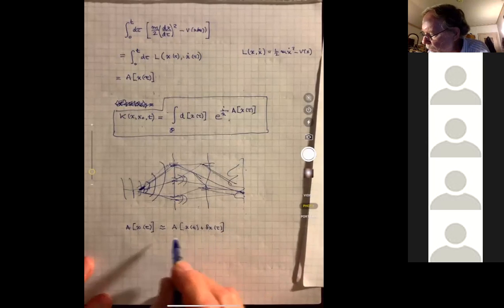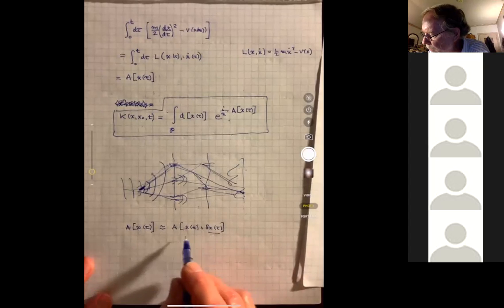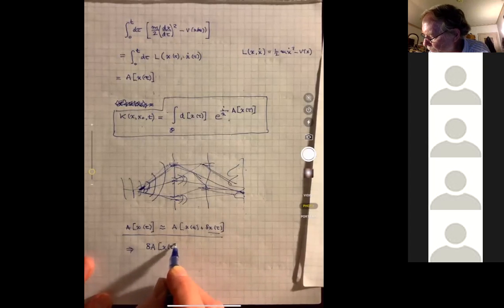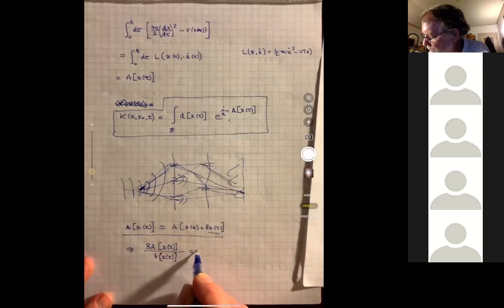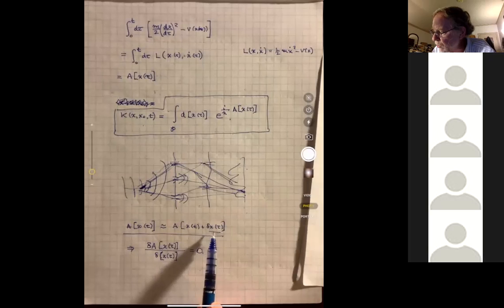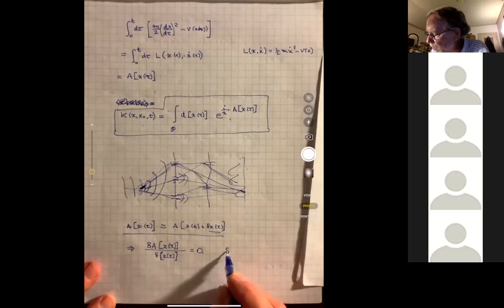Well, if we work this out to first order in delta x, this condition is equivalent to saying that the functional derivative of the action A of x and t with respect to delta x of t is equal to 0. It's a way of saying that the action does not change to first order in variations about the path. And in terms of functional derivatives, sometimes an equation like this is abbreviated just by writing that delta A of x and t is equal to 0.